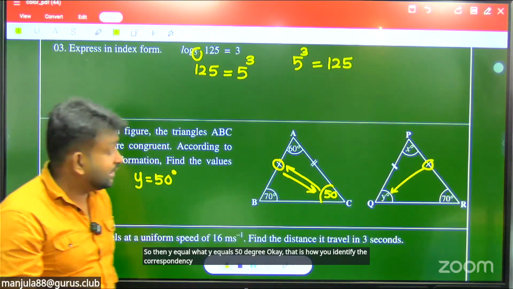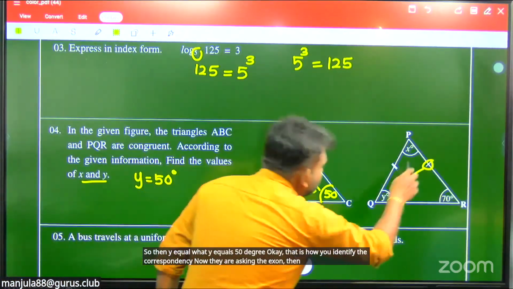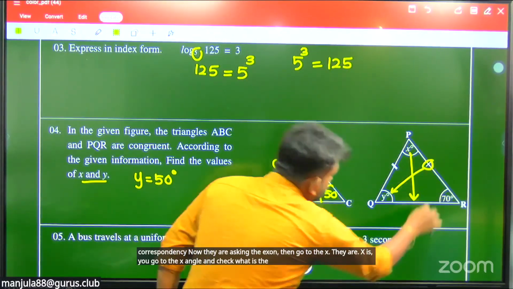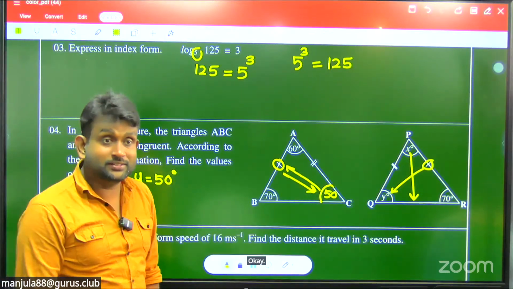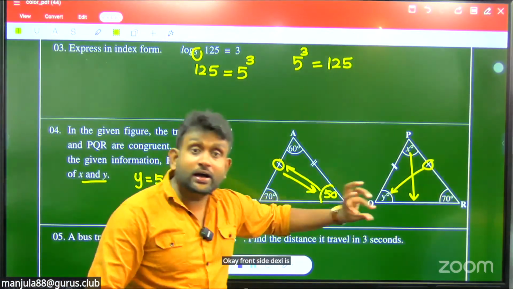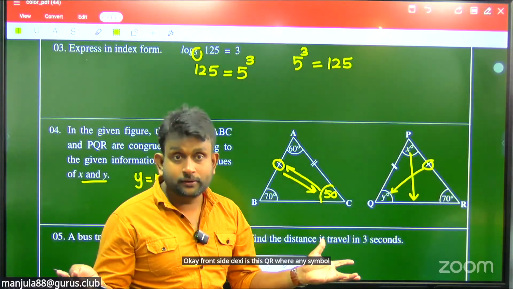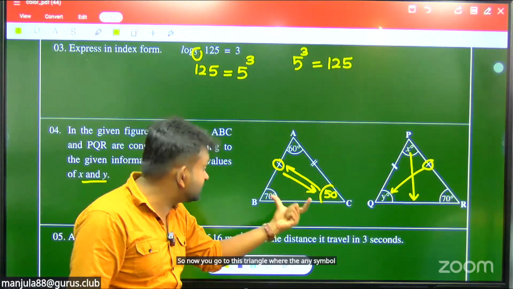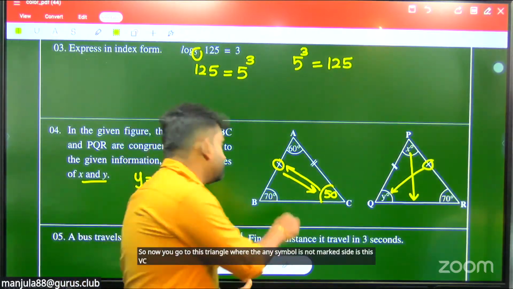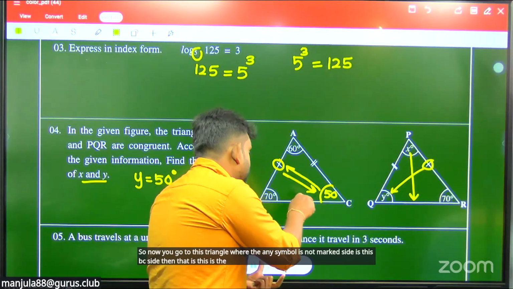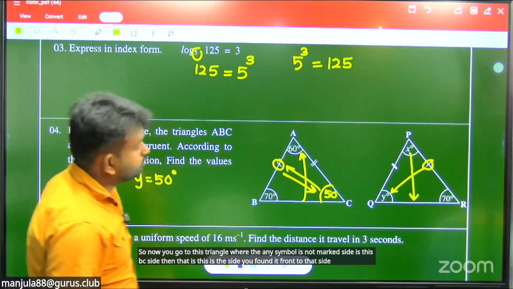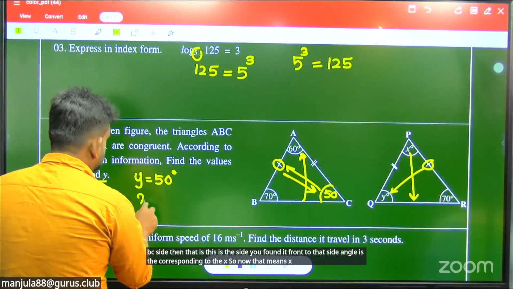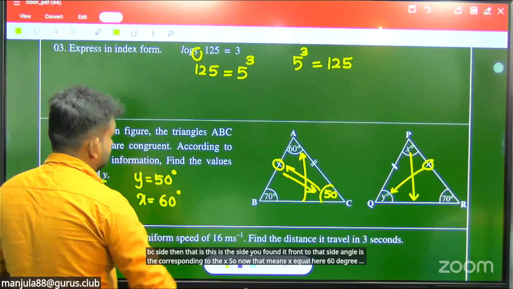Now they are asking for the x, then go to the x there. You go to the x angle and check what is the front side to the x. Okay, the front side to the x is this QR, where no symbol is marked. So now you go to this triangle, where the side with no symbol marked is this BC side. That is the side you found. The angle front to that side is the corresponding to the x. So that means x equals 60 degrees. Okay, so that's how you take the answer.